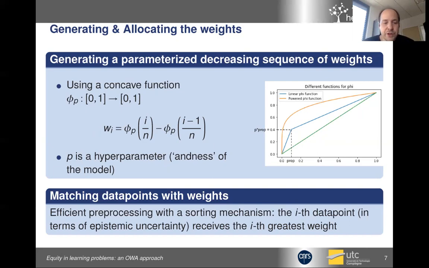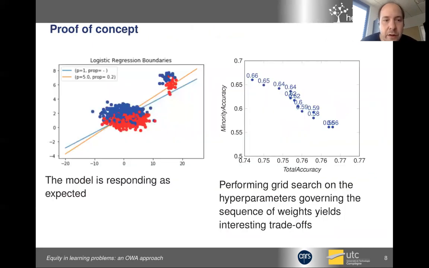So this is quite an efficient preprocessing because we have a sorting mechanism, and the eth data point receives the eth greatest weight. So everything so far is quite easy to achieve. And here are the results we have with our methods. This is a proof of concept.